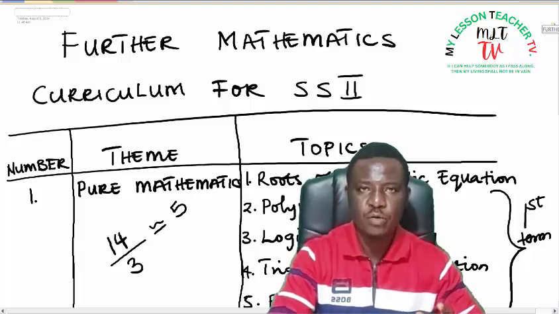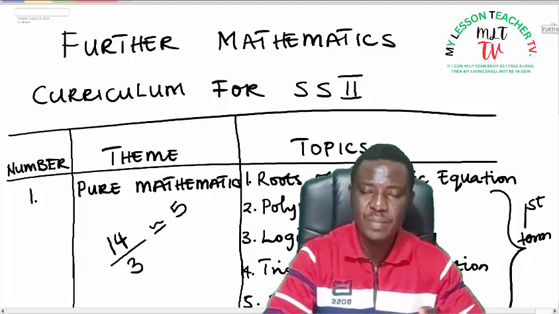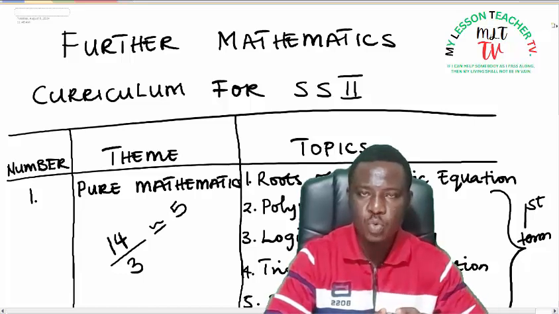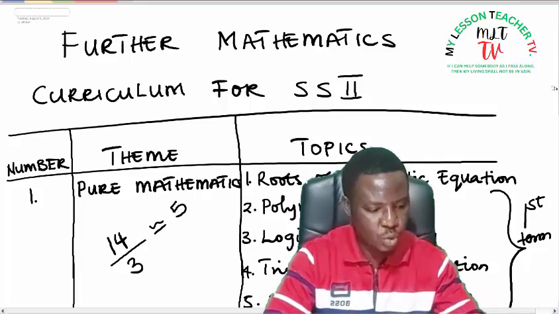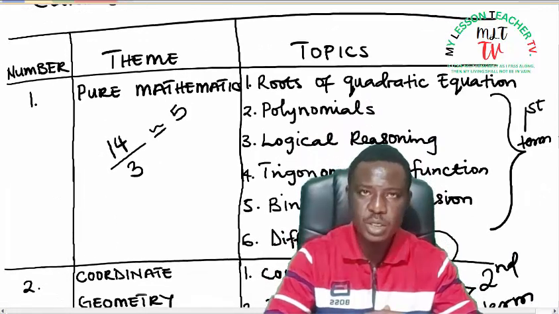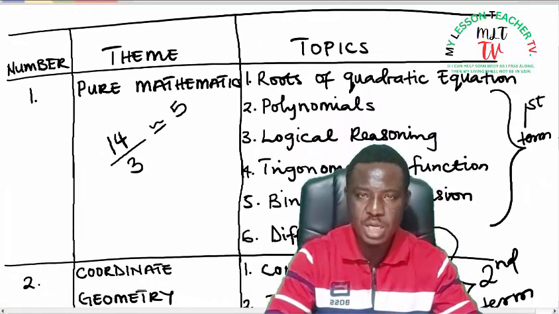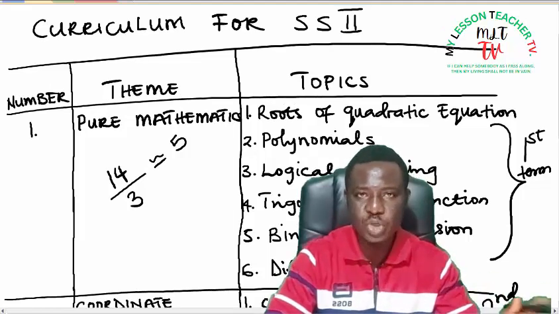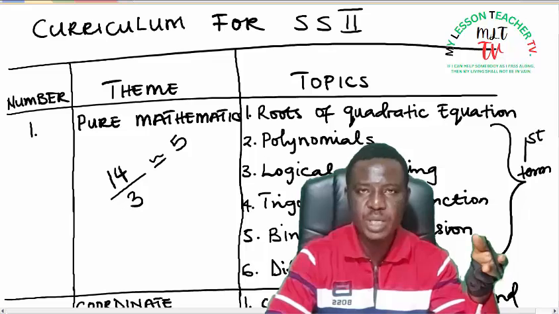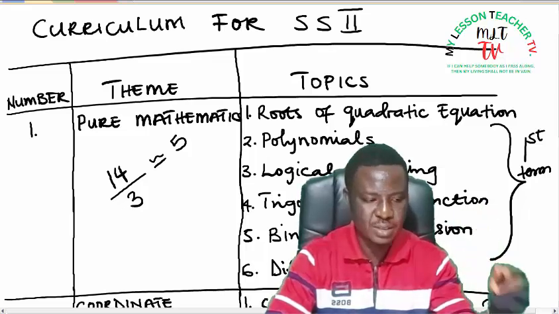Today's class is a continuation of our previous class on further mathematics for SS2. At the last class, I gave you a rundown of the curriculum for SS2, where we divided it into a scheme of work for the term. And I told you that I'm going to take them sequentially, beginning from the first topic under Term 1 down to the last topic. So today's class, we shall be looking at roots of quadratic equation, which happens to be the first topic in SS2 further mathematics.